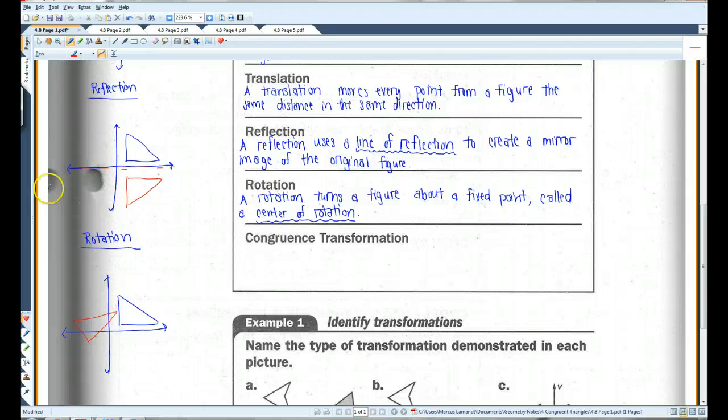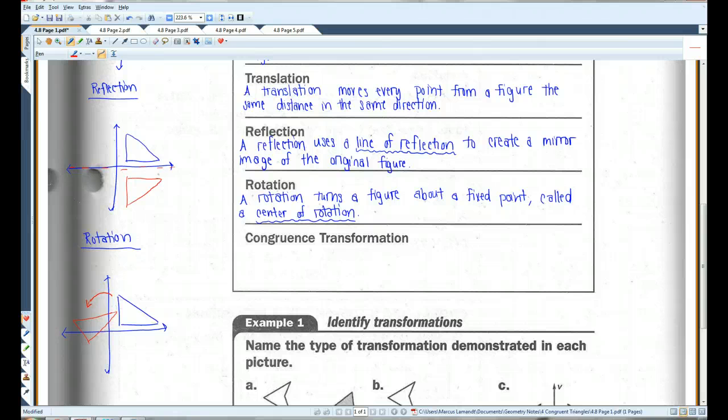Rotation. Alright, this is actually the one I had the most difficulty drawing. That looks kind of off, but I did my best. A rotation turns a figure about a fixed point, called the center of rotation. Basically, it just took the figure and it rotated. Okay? This one, probably this tip should be a little bit farther this way if it was a true rotation, but that's essentially what a rotation is. Okay?